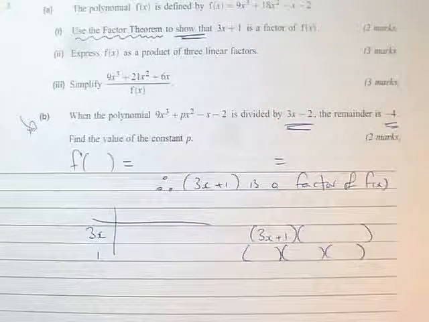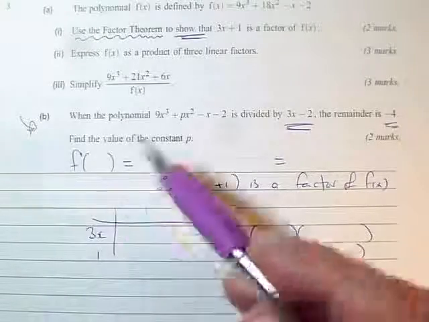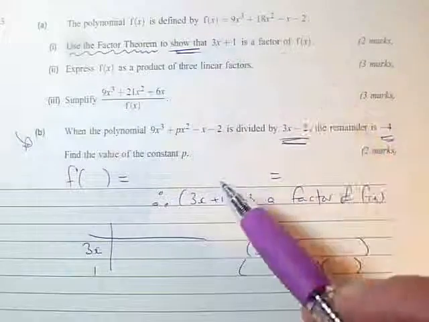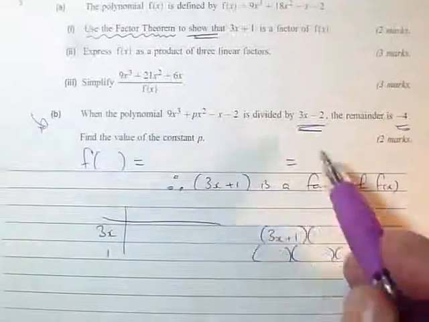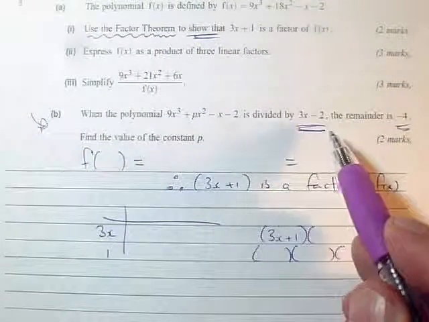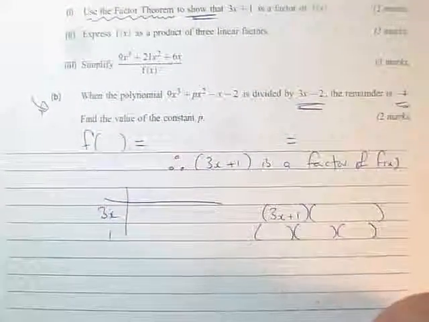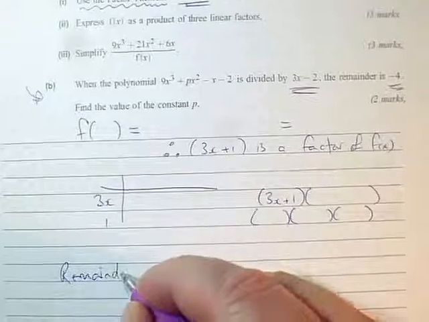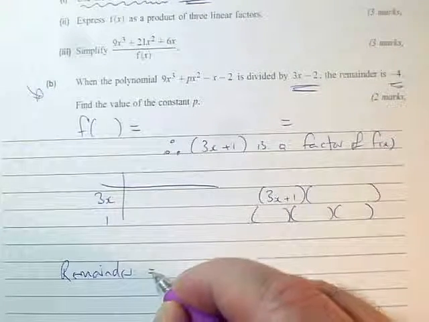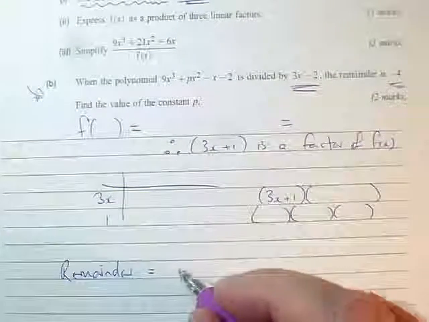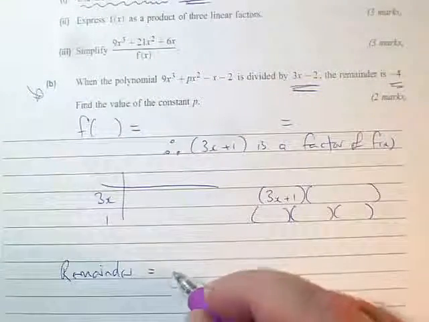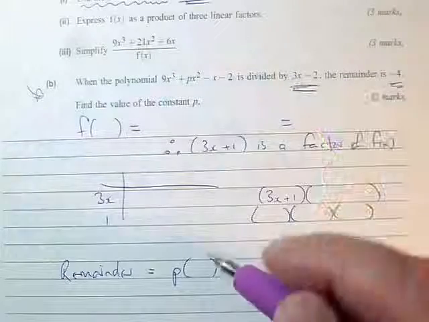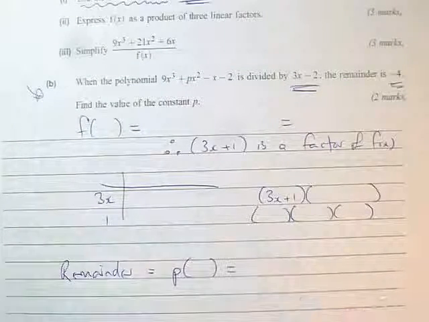So just as with part A, there was a magic value that made the 3x plus 1 equal 0 that you substituted in to show it was a factor. Here for 3x minus 2, there's a particular value of x that we're going to substitute in, and we're just going to say the remainder that we need is this polynomial f of x was used in part A, so let's call this p of x. p of whatever value that is that makes this equal 0 is going to be your remainder.